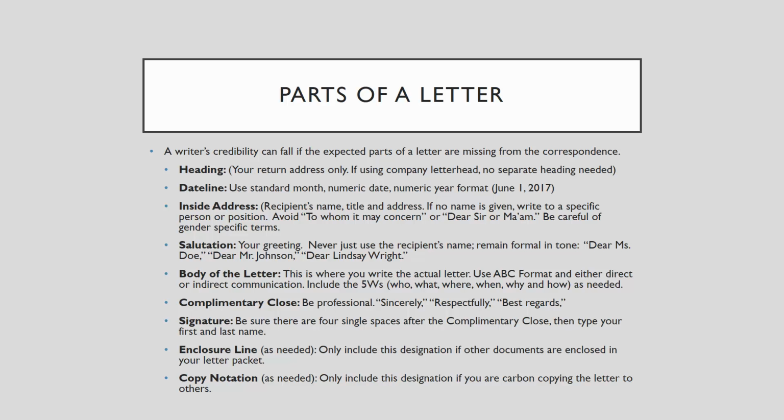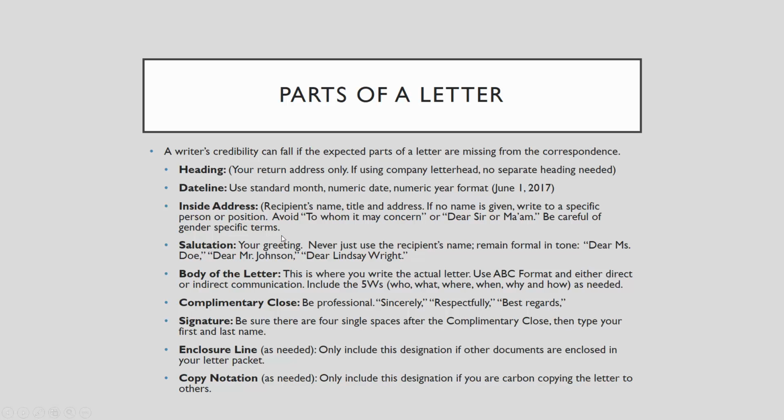Got it? Good. And so the next part of the letter is the date line. You want to use a standard month, a numeric date, and a numeric year format. And so, for example, June 1, 2017. That would be a correct date line. You don't want to say 6/1/17. That's not formal enough, right? We want to make sure that we write out the month and that we include the numeric date, the comma after the date, and then the year, okay? The full year. And so don't put your comma in the wrong place. Make sure your comma goes after the date, okay?